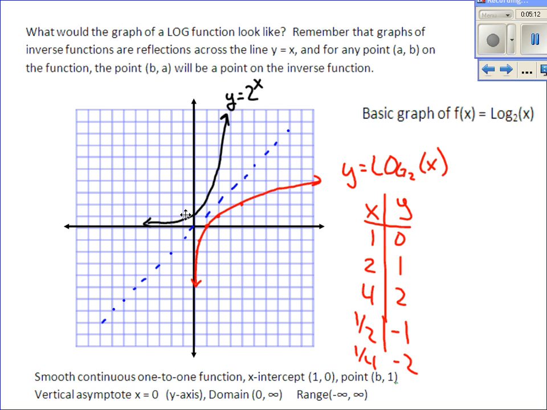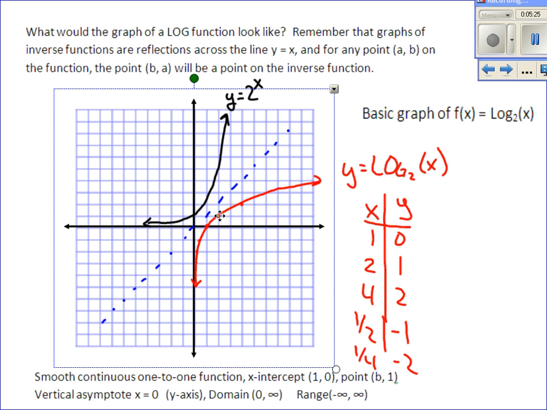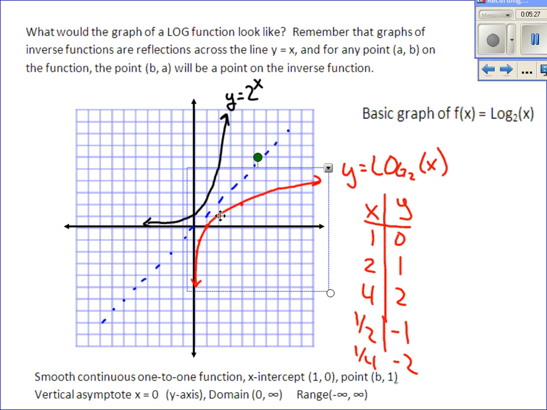So on 2 to the x, I've got a point (0, 1). So in the log function, I have the point (1, 0). On 2 to the x, I have a point (1, 2) right here. And then over here, I've got a point (2, 1) on the log function. And it can keep going with that. The point (2, 4) corresponds to the point (4, 2).